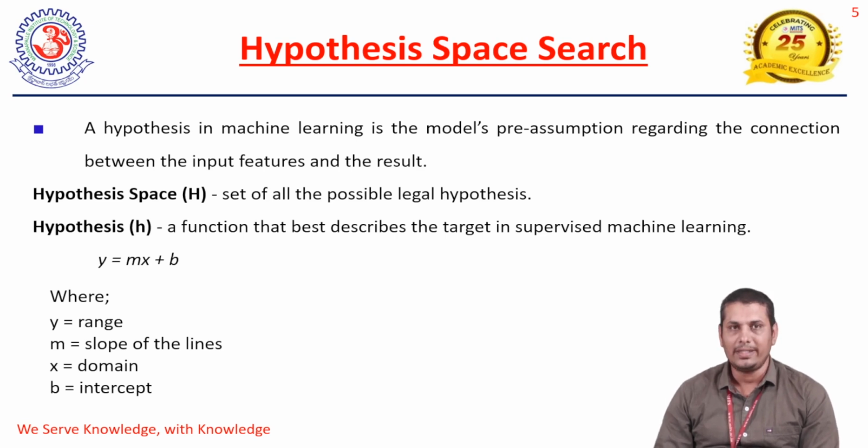Okay, so let me consider how we can calculate the hypothesis space search, that is HSS. So y equal to mx plus b. Here y is the range. The range may be the first 100 elements I can consider for my problem statement. So now this is my range. 0 to 100 is my range.